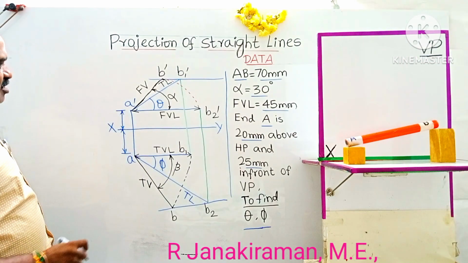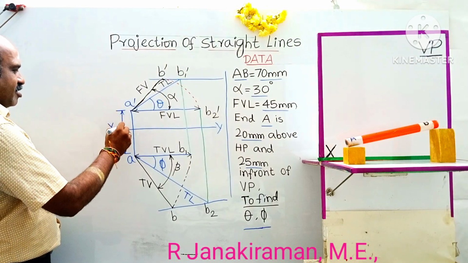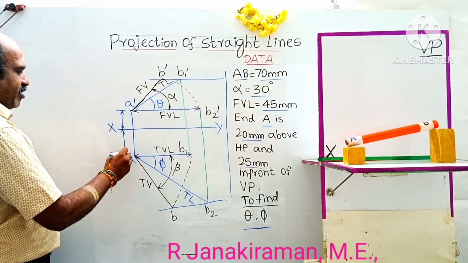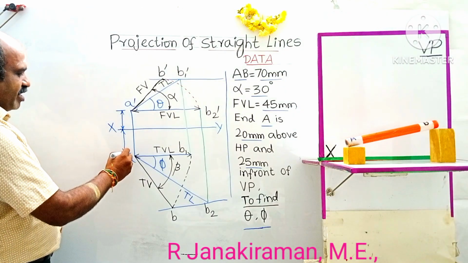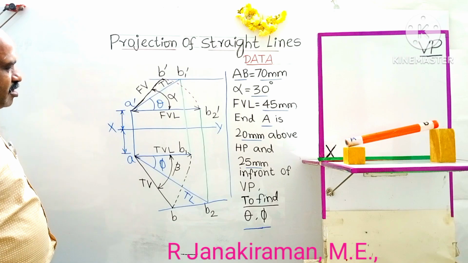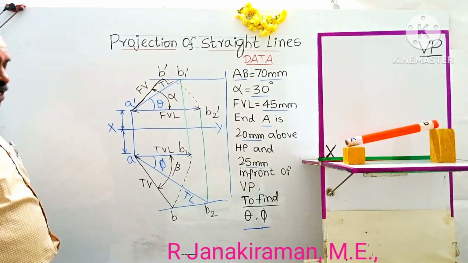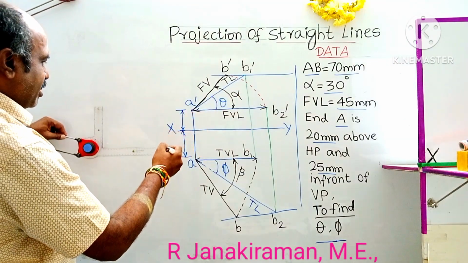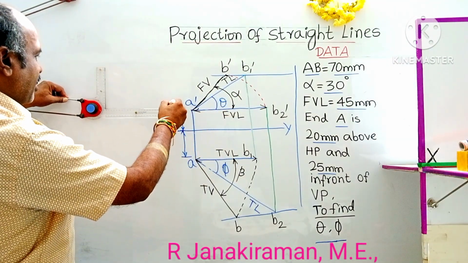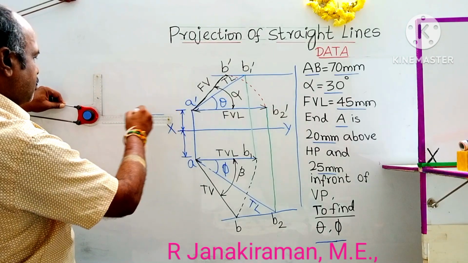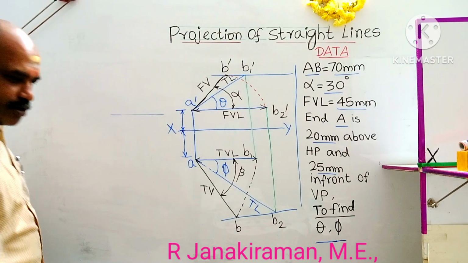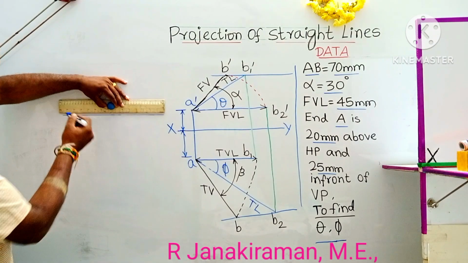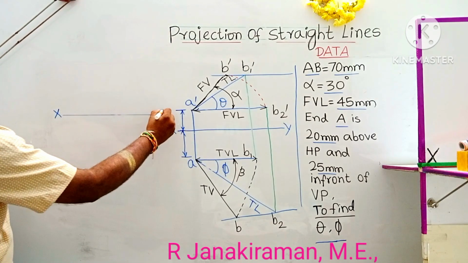Okay, this is the distance of A above HP. This is the distance of point A in front of VP, which comes below the XY line. So with this reference, we are going to draw the FAD diagram. With this reference diagram, on your drawing sheet you can complete the FAD diagram. First, you draw the reference line called XY line. Take your drafter scale and draw a horizontal line called XY line, marked X and Y.